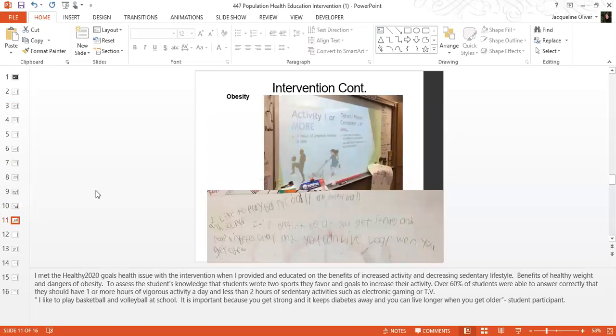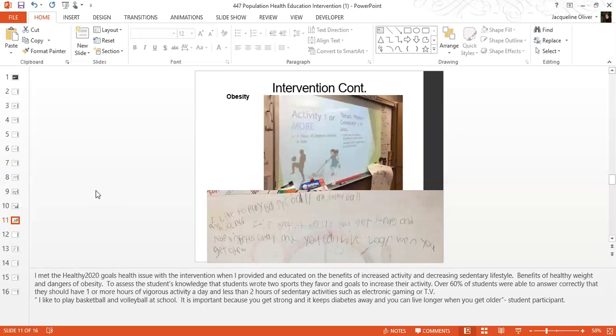Here, my intervention was for activity. The students were able to write out how many hours of activity they should have, which was 1 or more hours, and that you spend 2 or fewer hours on a sedentary activity such as using their tablet, phone, computer, or computer games.